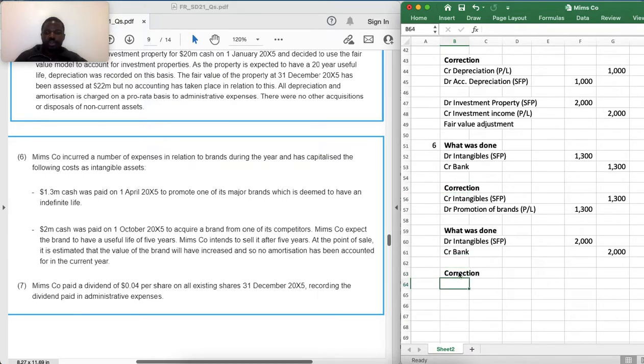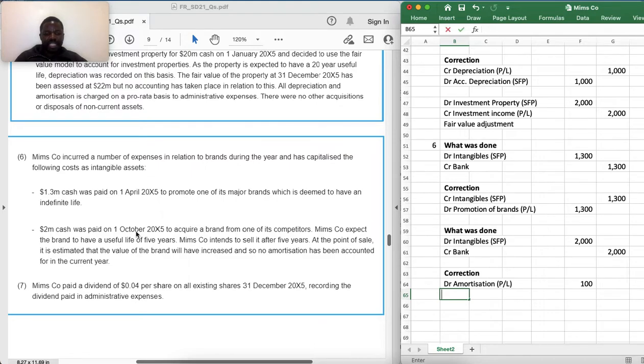So now, how do we account for that amortization? We will debit amortization in the statement of profit or loss. How much is the amortization? So the intangible is 2,000. We divide this 2,000 by 5, as the brand is expected to have a 5-year life, but the brand was acquired mid-year. It was acquired in October, so we'll say October, November, December. So we'll have to prorata by 3 divided by 12. So we'll amortize only $100.